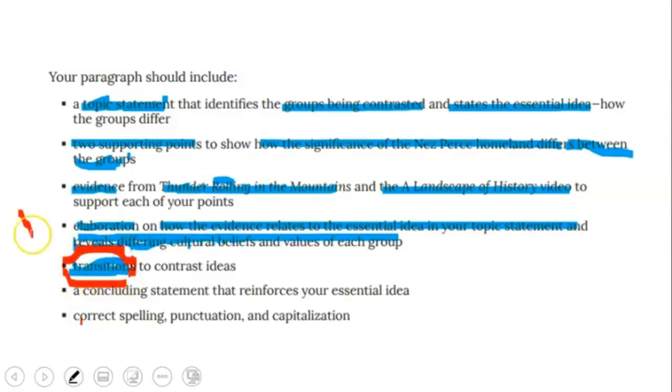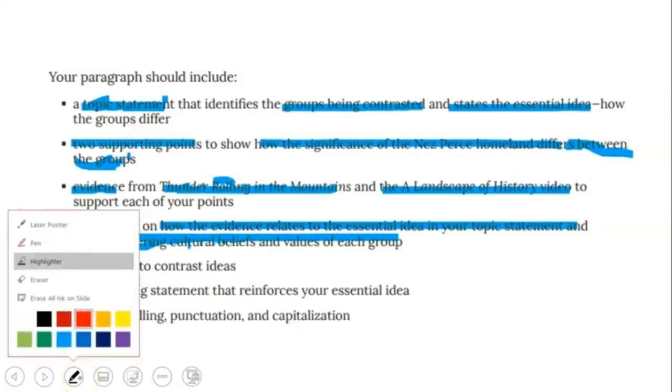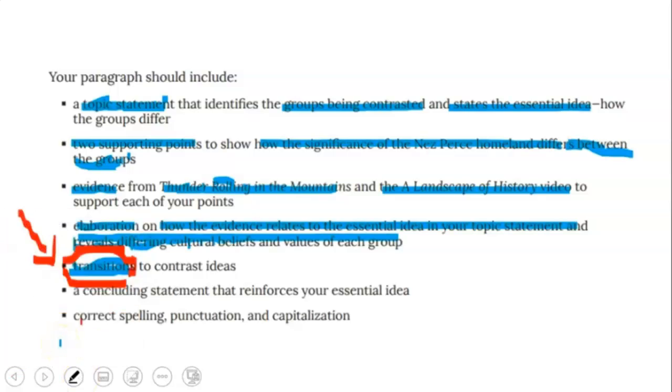This is something we are going to talk about today before you submit your work. Okay, so keep that word in mind, transition. Okay, and a concluding statement that reinforces, not restates, but reinforces your essential idea. Correct spelling, punctuation, capitalization.